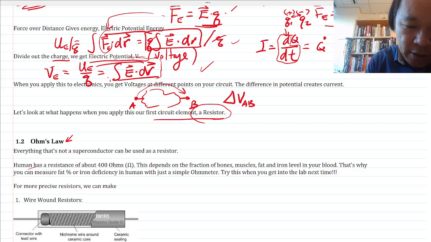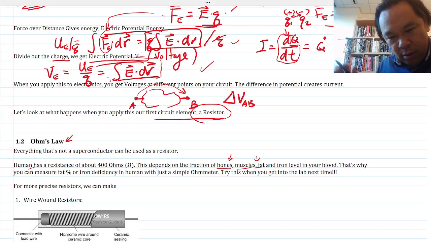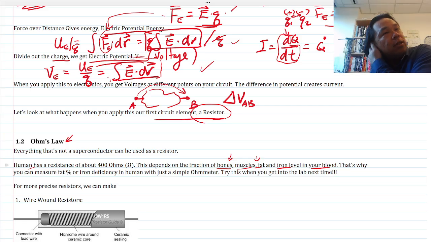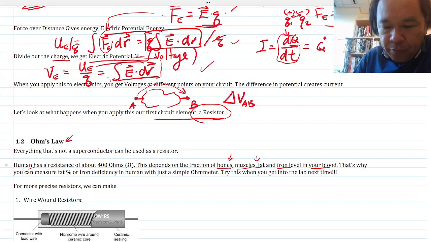This resistance actually depends on the ratio of bones, which I think has a high resistance, muscles and fat, and it's actually not the muscles and fats that matter. It's actually the iron in your blood that makes you less resistant, that allows basically charges to move through it.